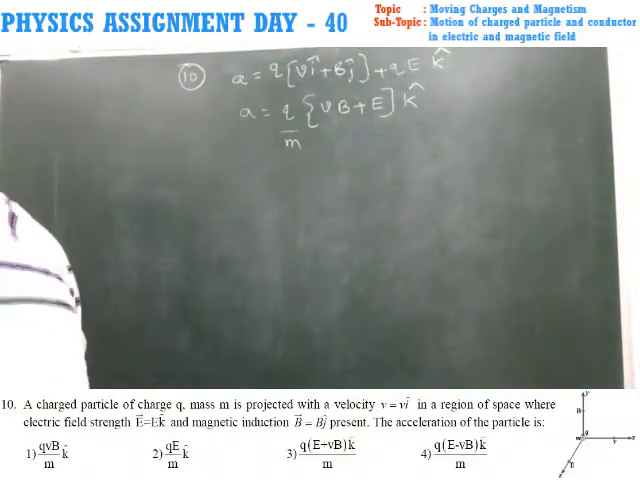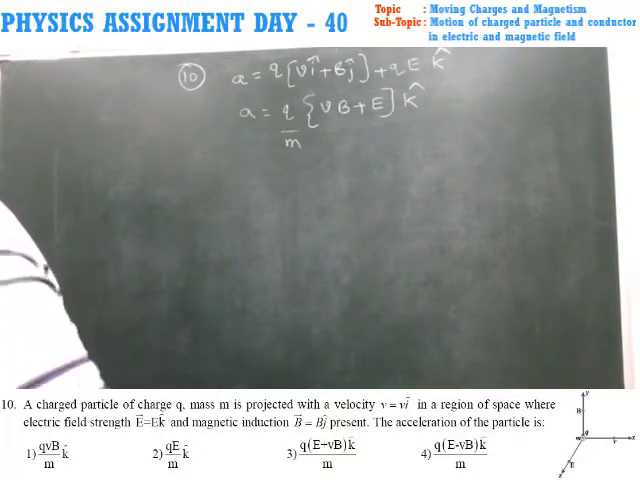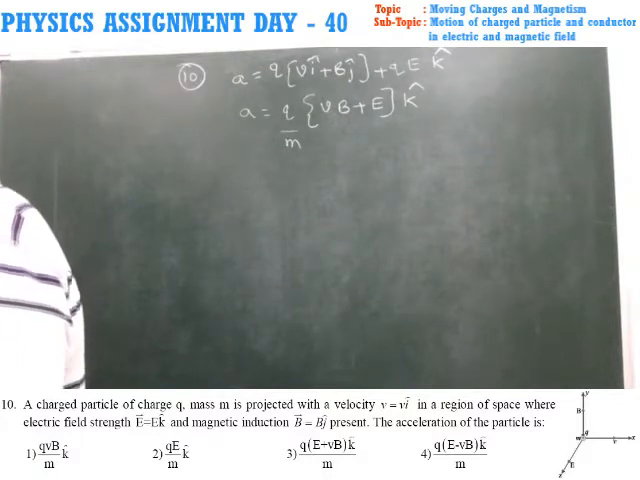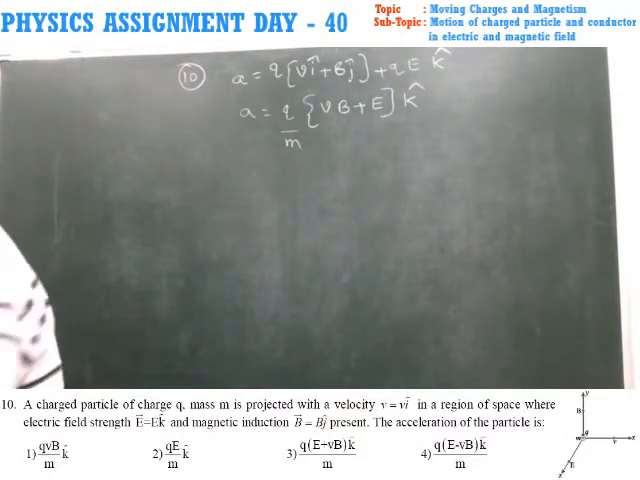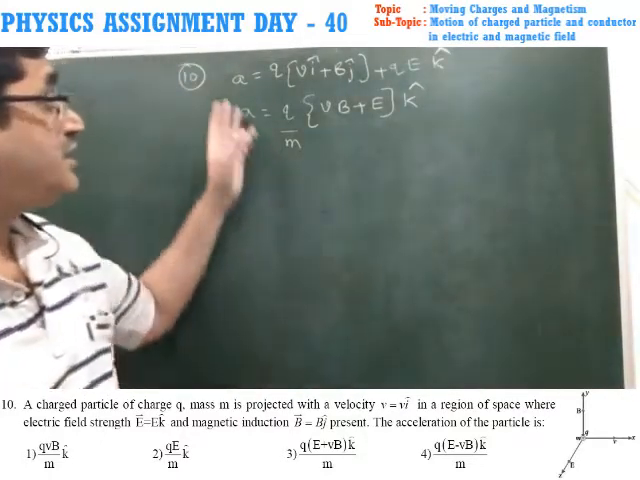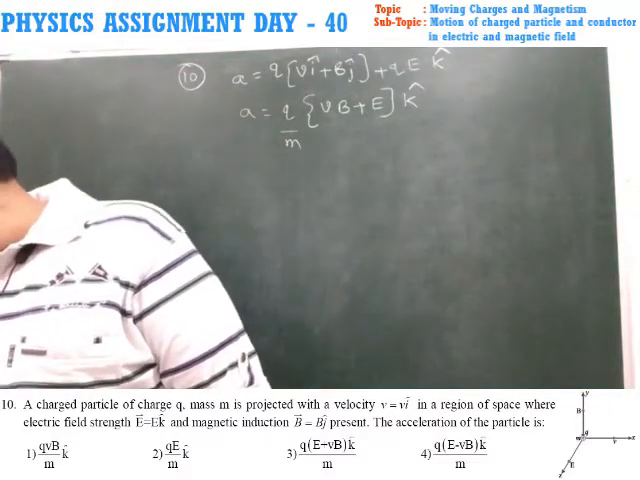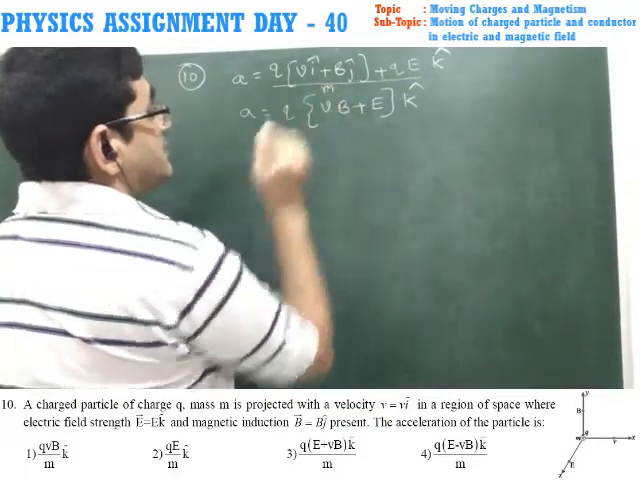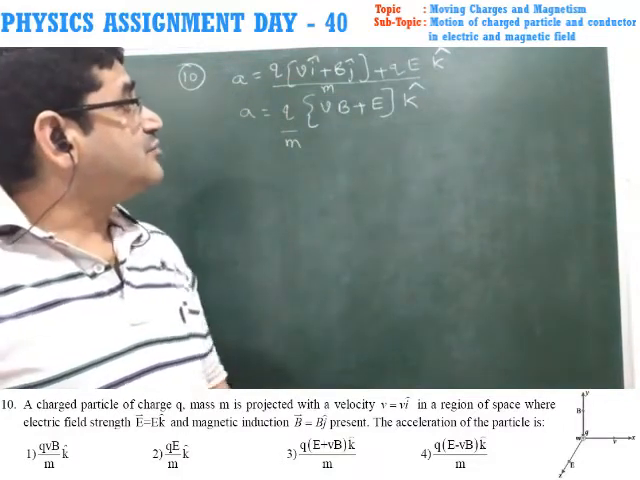So students, in the 10th question, what we observe is a charged particle of charge q and mass m projected with velocity v equal to v i in a region of space where electric field strength E equals E k and magnetic induction B equals B j are present. Find the acceleration of the particle. He is asking for acceleration, a very simple point. In the Lorentz force, the acceleration is given by the force divided by mass. So I can write it as q by m into v i plus B j.